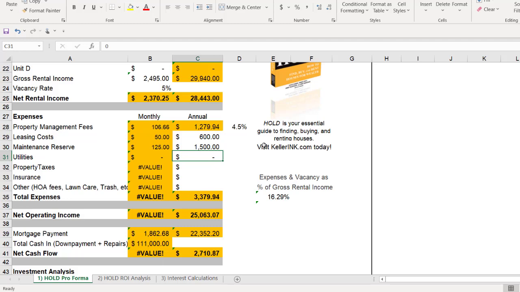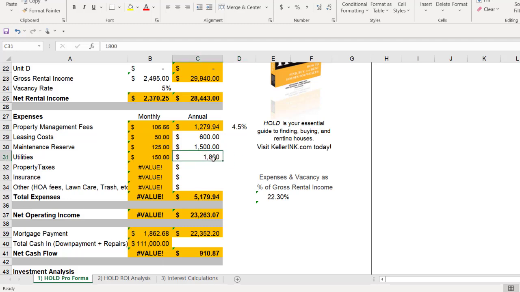Now, what you can do is you can prorate that utility cost that the landlord is required to pay, and you can charge that as a utility cost back to the tenant in some cases. Again, you need to check with your property manager on that.